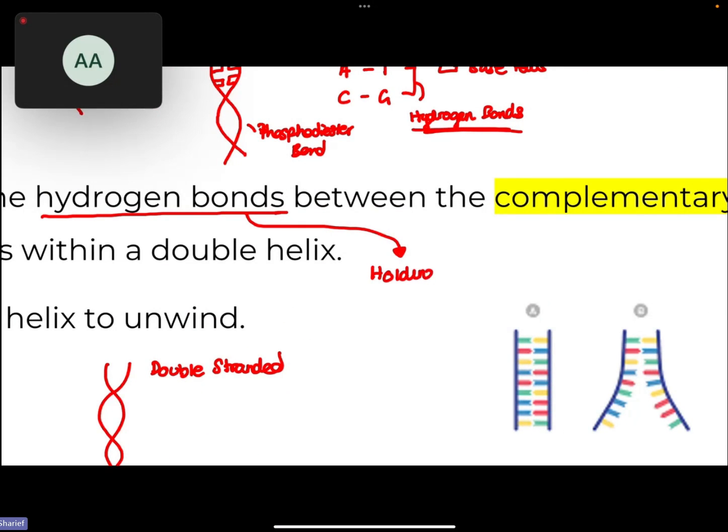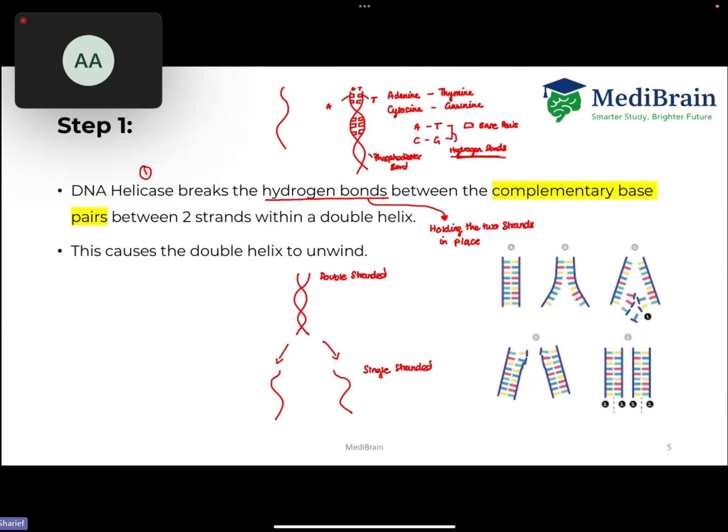So if we want to break the two strands and cause them to become single strands, we need to break these hydrogen bonds. And that's what DNA helicase does. DNA helicase breaks the hydrogen bonds between these complementary base pairs within the double helix. They break the bonds between these squares, causing the double helix to unwind because the hydrogen bonds have now gone, and therefore each strand will be by itself.